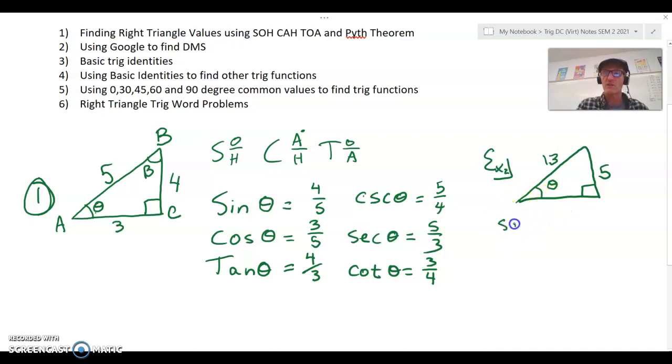So the sine of theta is equal to 5 over 13, opposite over hypotenuse. The cosine of theta is equal to, oh, no. So we have to figure out what the length of this side is, right? So we're going to use Pythagorean theorem.